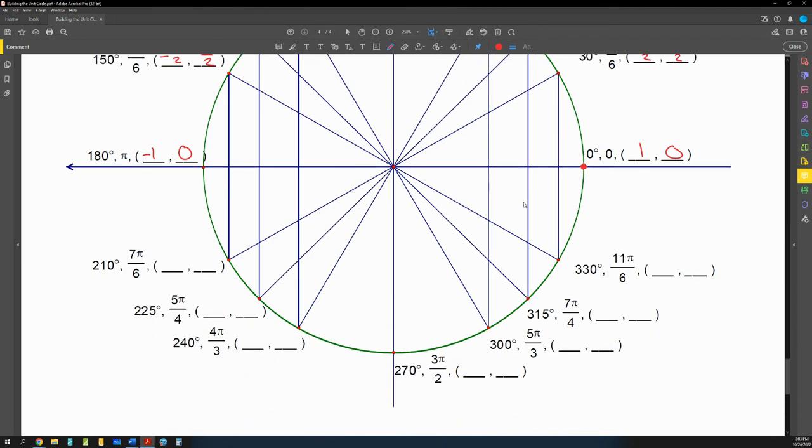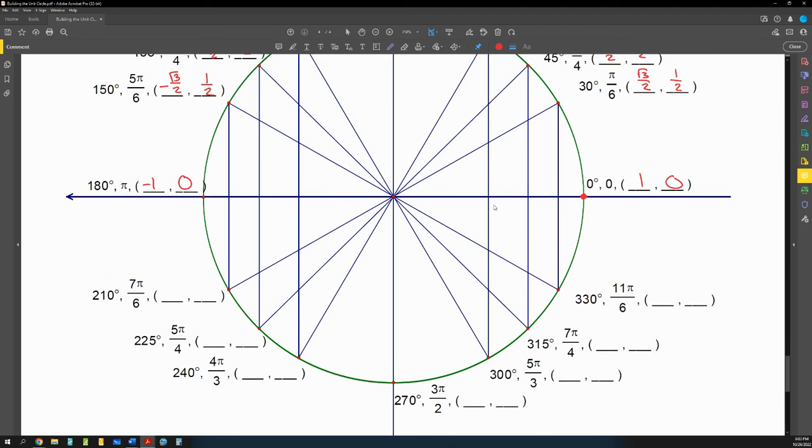Next, in quadrant 3, we know that quadrant 3 is exactly quadrant 2, but then reflected over the x-axis. So that means that all of our y values are going to be negative. So then our 210, that's our reference angle of 30. Well, that tells me that it's going to be this exact coordinate pair right here, but then with a negative y. So we have negative root 3 over 2, negative 1/2.